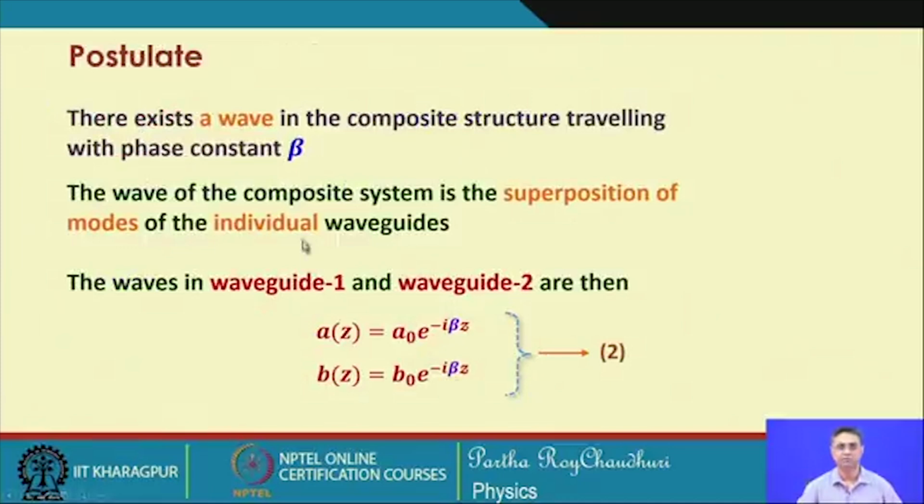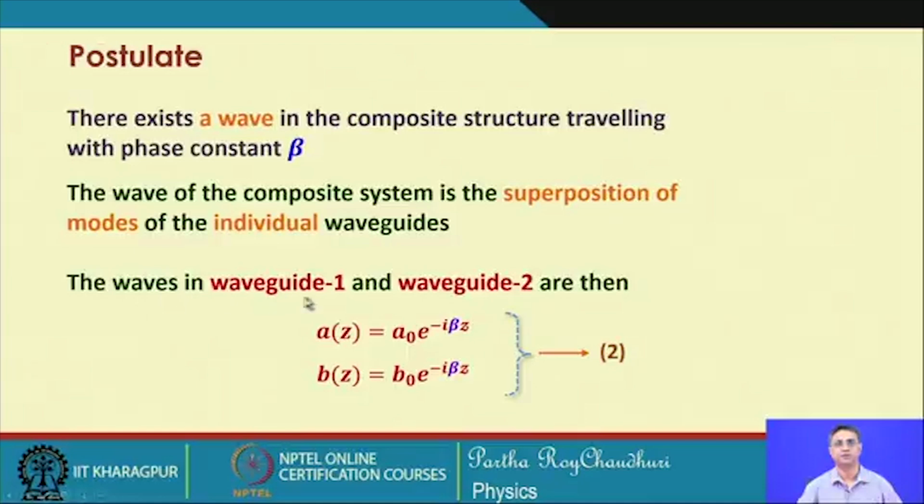Now, we make a general understanding and a postulate that if we think of the total structure, the composite waveguide, then there will be a wave travelling through this waveguide structure with a phase constant beta, and this wave of the composite structure has to come from the waves of the individual waveguides, that is, the modes of the individual waveguides. Therefore, this composite waveguide must be drawn out of the combination of the modes of the individual waveguides.